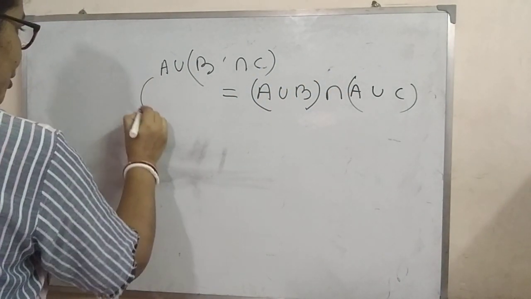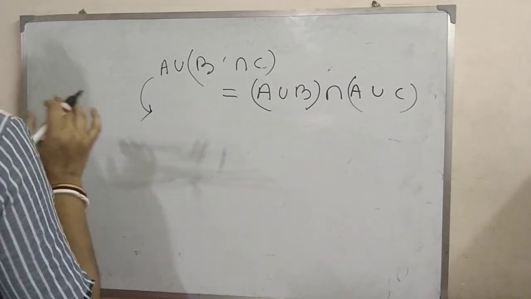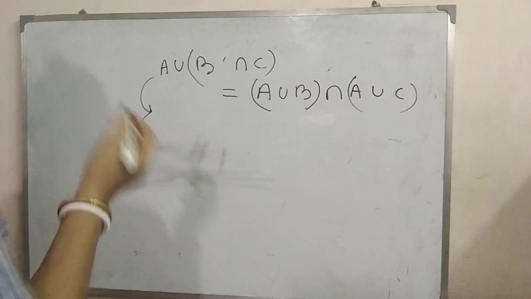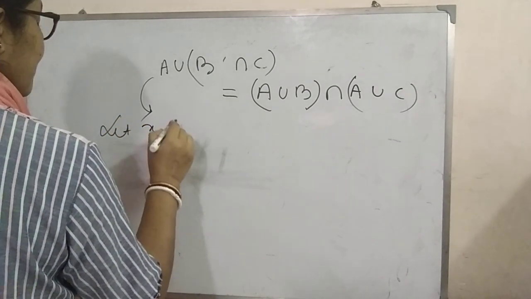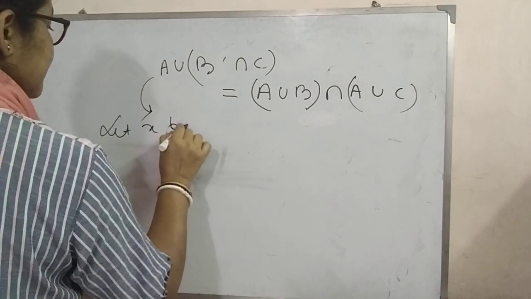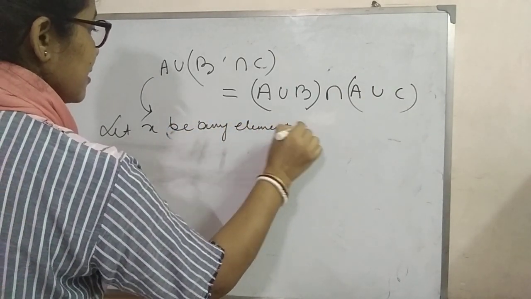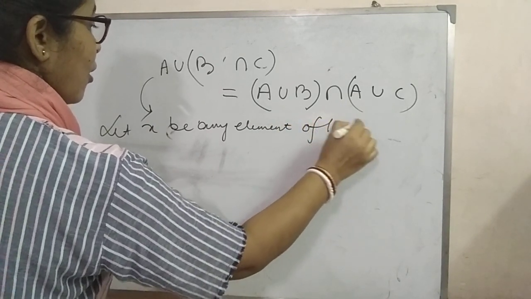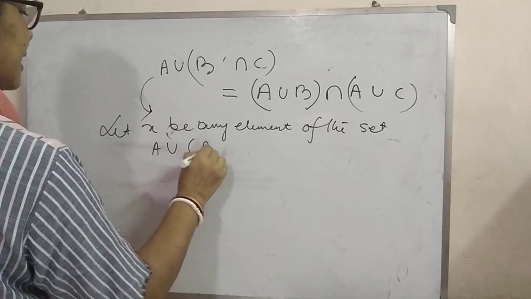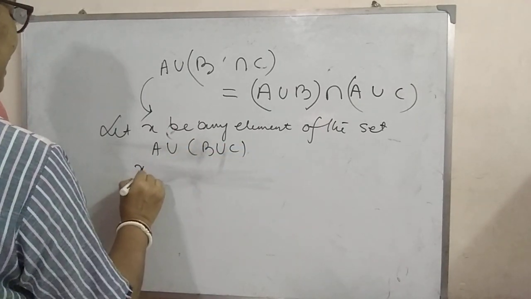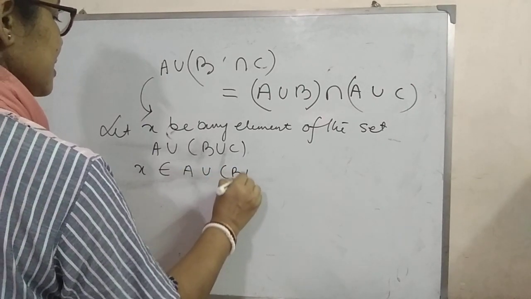First, I will take the left hand side. In a similar way, I can prove the other. Let X be any element of the set A union (B intersection C). That means X belongs to A union (B intersection C).